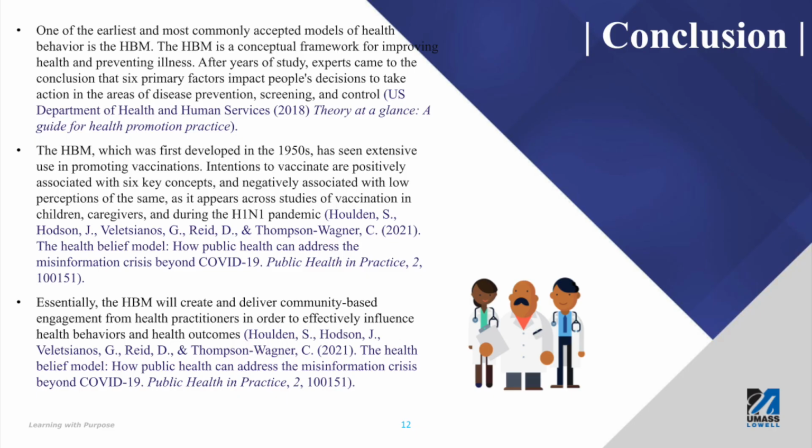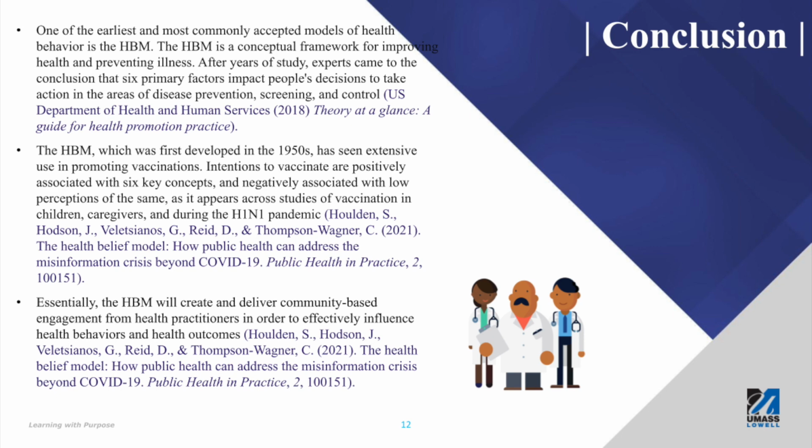In conclusion, one of the earliest and most commonly accepted models of health behavior is the HBM. The HBM is a conceptual framework for improving health and preventing illness. After years of study, experts came to the conclusion that the 6 primary factors, perceived susceptibility, perceived severity, perceived benefits, perceived barriers, cues to action, and self-efficacy, all impact people's decisions to take action in the areas of disease prevention, screening, and control.